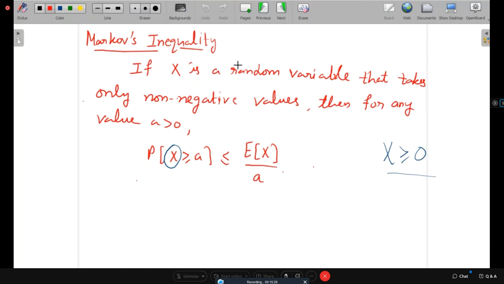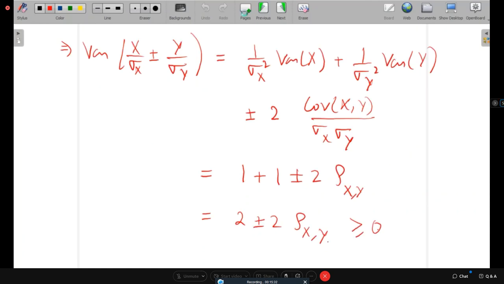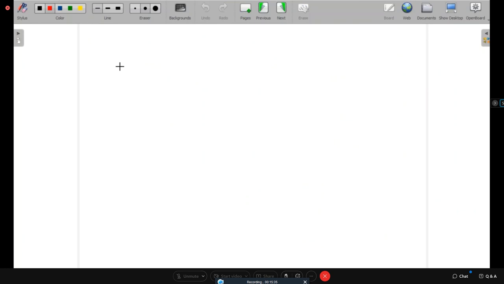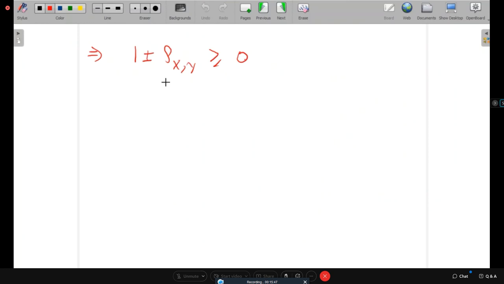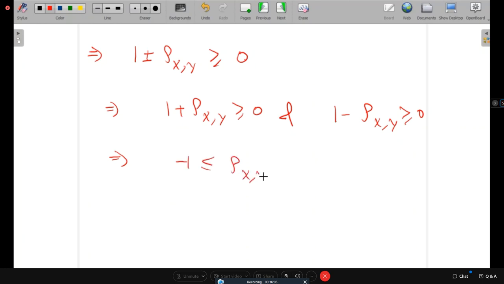This implies that 1 plus or minus rho x comma y is always greater than or equal to 0, because 2 is a positive constant and you can divide both sides by it. Now with the plus sign, 1 plus rho x y is greater than or equal to 0, and with the minus sign, 1 minus rho x y is greater than or equal to 0. Together these imply minus 1 is less than or equal to rho x y, which is less than or equal to 1. So the correlation coefficient lies between minus 1 and 1.